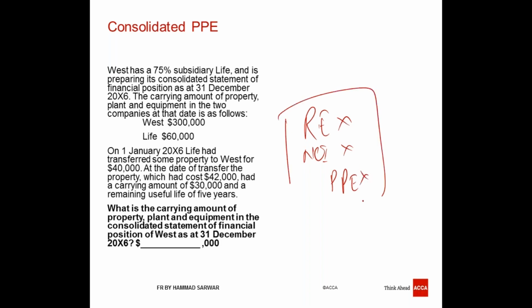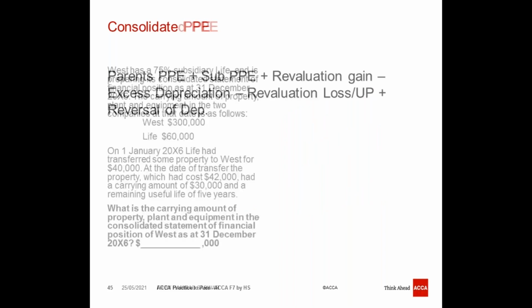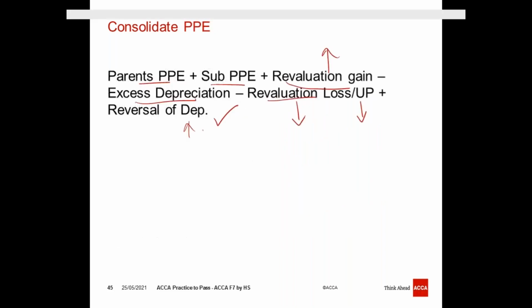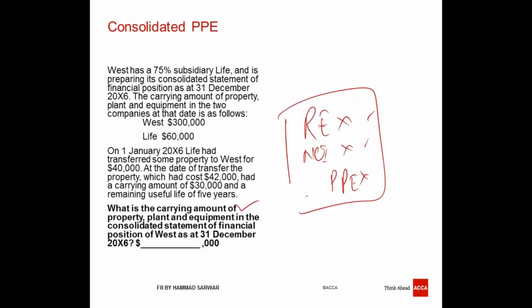If the subsidiary company has sold. Right now we are not talking about the retained earnings and NCI. Actually, it was the case of property, plant and equipment. So our main focus is on property, plant and equipment. So remember this formula: parent's property, plant and equipment plus subsidiary plus revaluation gain minus excess depreciation minus unrealized profit plus reversal of depreciation. And now solve this question.